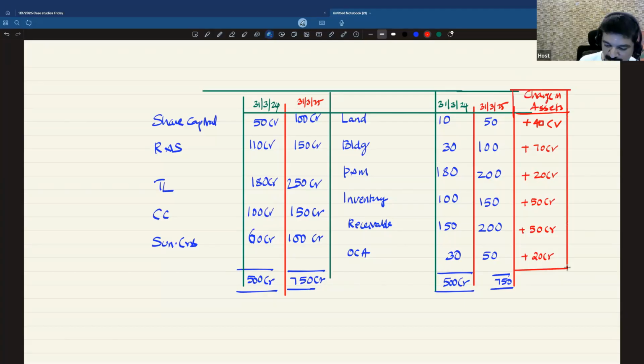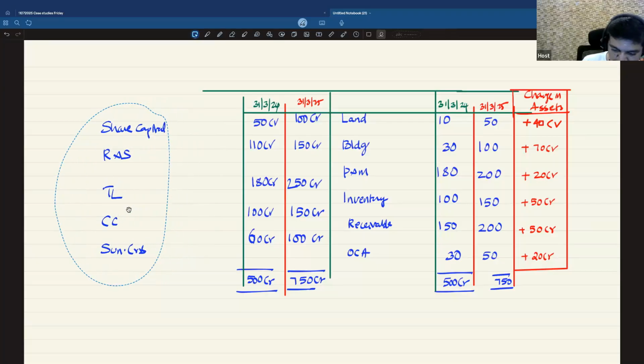Similarly, let us also see what are the changes that have happened in sources of funds. Tell me, what is the change in the capital? How much capital has come inside this company during the year? From 50, capital increased to 100. It means there is a fresh capital of 50 crore, right?